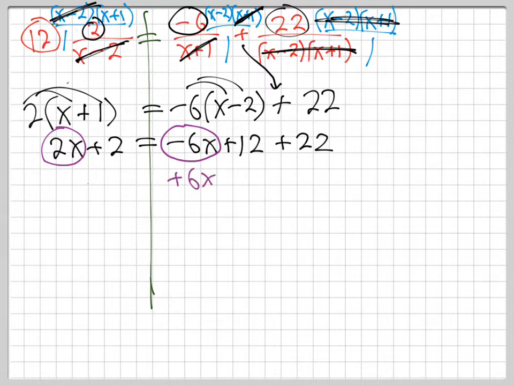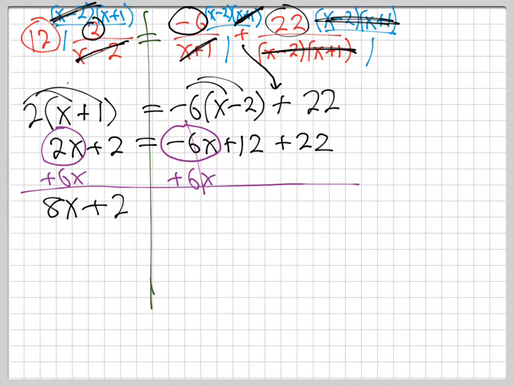I'll go plus 6x to both sides. Either way will work great. Just do the opposite of one of them, but you've got to do it to both sides, right? Got to keep the balance. And then this will cancel out. And 6x and 2x. And notice I draw my horizontal line because I took action. And I'm going to draw my line and show the results of that action. So this is going to be 8x plus 2. Drops on down. These are gone. Now 12 and 22. I'm just going to add, what is that, 34?